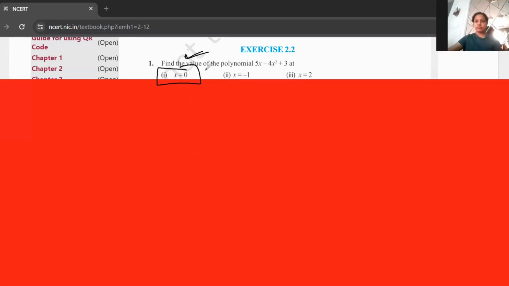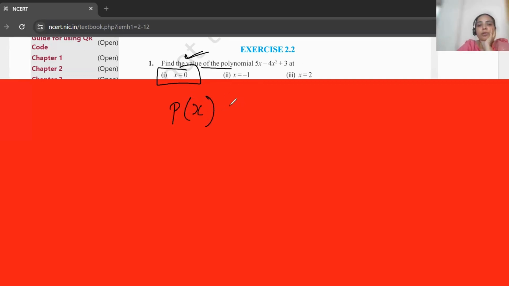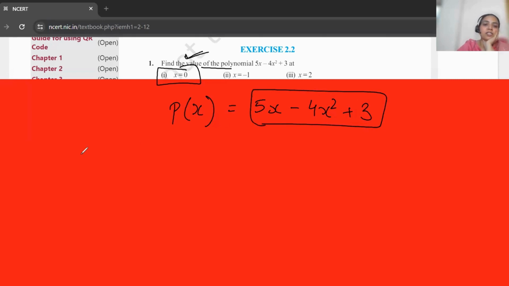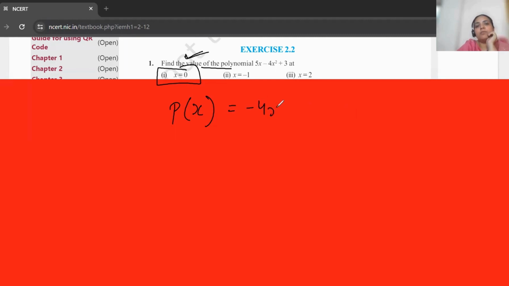Yes, ma'am. So now we are finding the value of the polynomial. First of all, I'll write that this is a polynomial of x: p of x equals minus 4x square plus 3. First of all, beta, this is not written in its standard form, so it's good to always write things in standard form. Although the answer won't change here, it is a good habit that they should always be arranged in decreasing order of their powers. Okay. Now p of x is given to us. Now they are asking you to find p of 0.